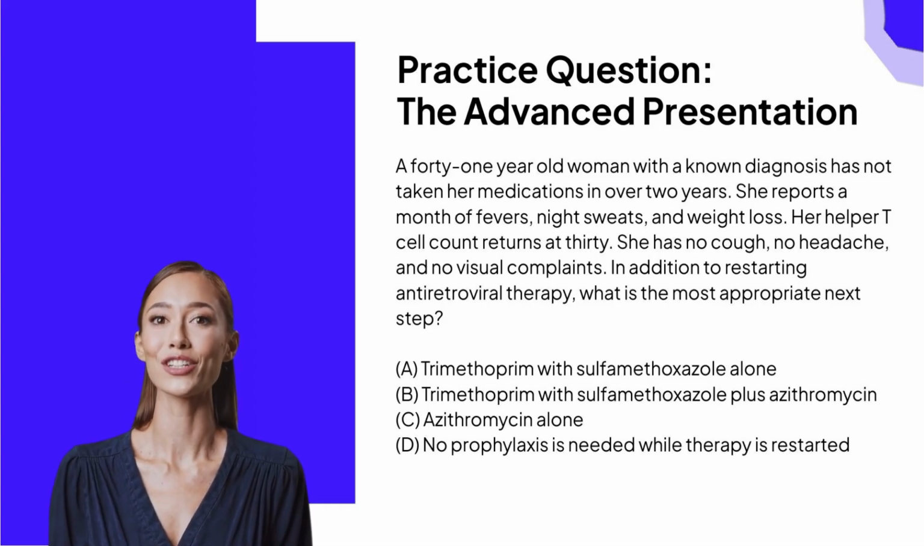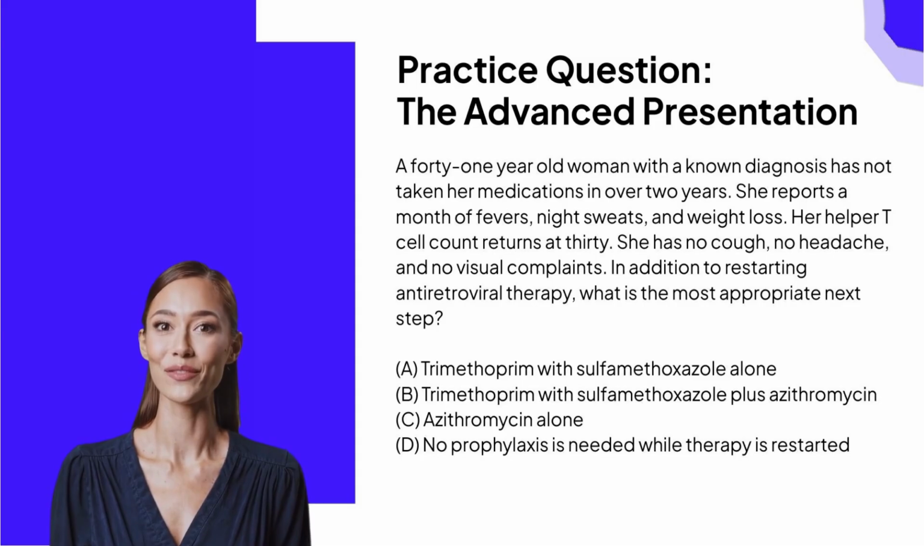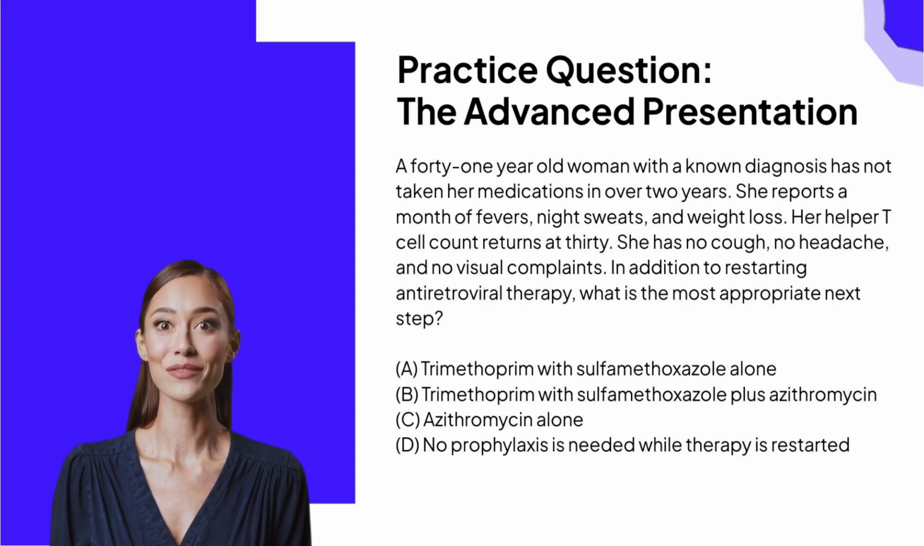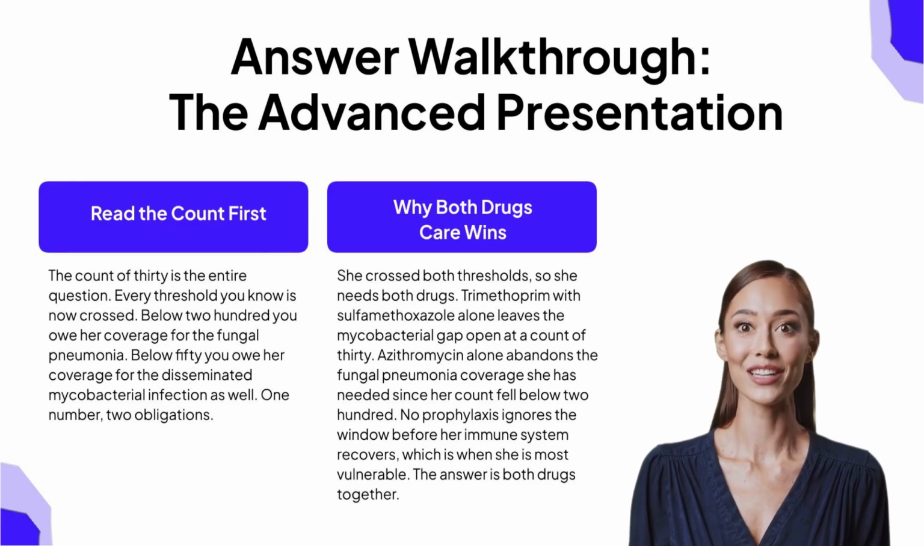Find the number and match it against every threshold you know. Notice how low that count is and think about how many obligations it creates. Read the count first, because the count of 30 is the entire question. Every threshold has been crossed.